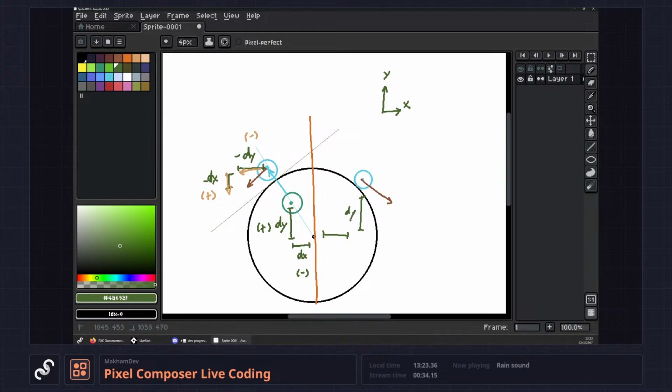Here the dy is also positive. The dx is now positive. Here becomes the new dx, and dy is positive. And dx would be the one to go down. The value itself has to be negative, right? So we only have to invert dx.